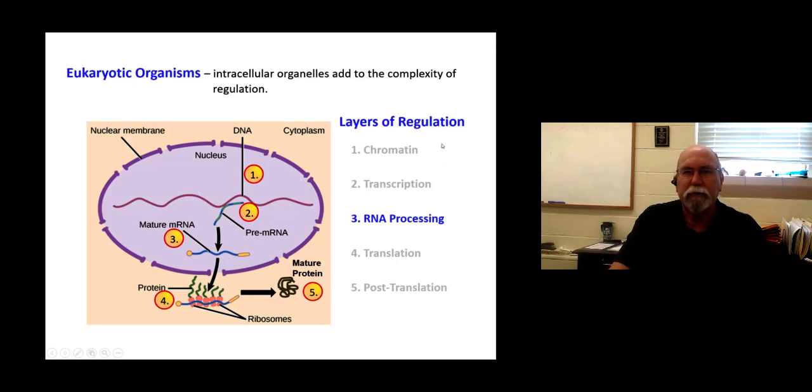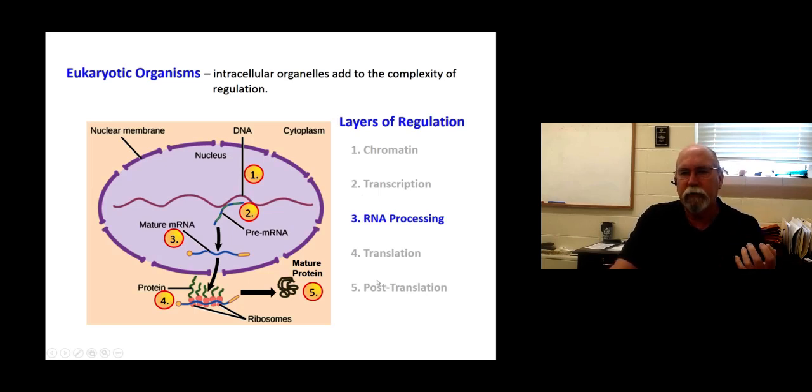And remember that, as we work down this model, the energy required for the cell to do this becomes greater and greater and greater. If we block it at the chromatin level, we spend almost no energy except for the energy to produce the blocking agents or control it. If we move to transcription and we control it there, we're using more energy because of all that transcriptional complex that's needed. If we move to the next level, more and more energy has to be invested by the cell.